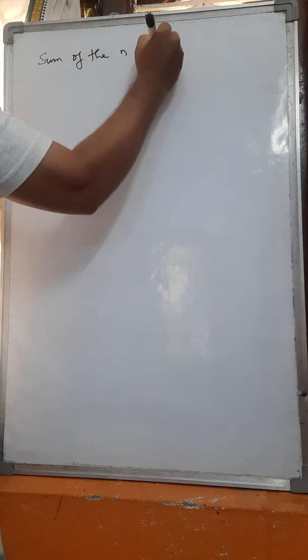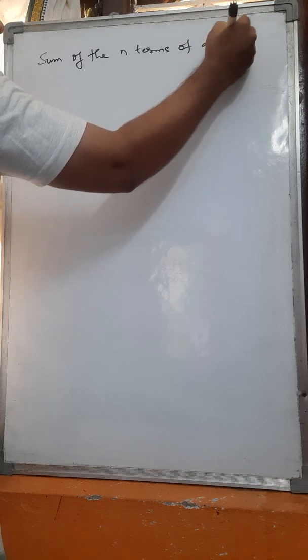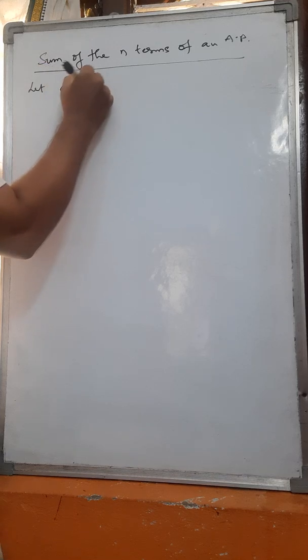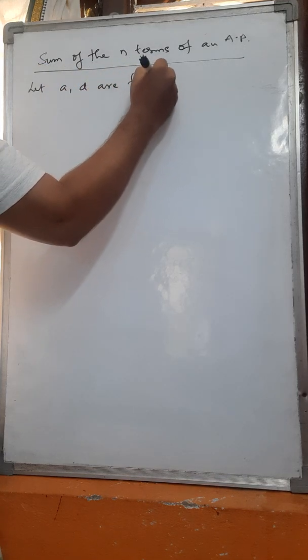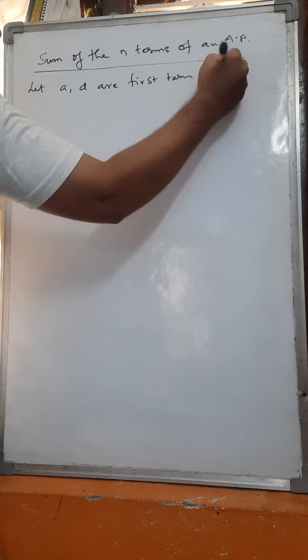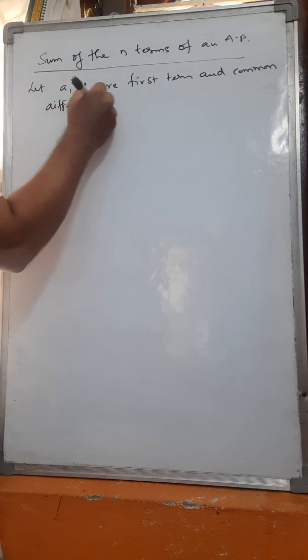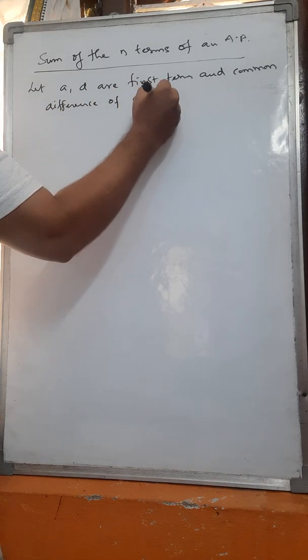Today we are going to discuss the sum of the n terms of an AP. Let A and D be the first term and common difference of an AP. A is the first term and D is the common difference.